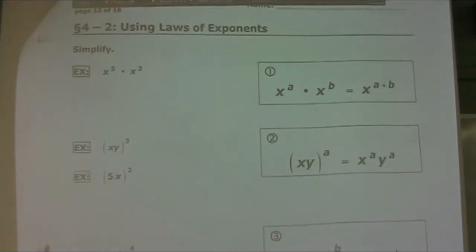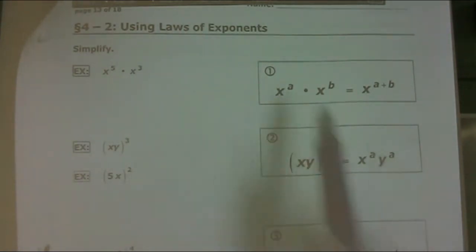The topic for the day is using the laws of exponents to multiply monomials. And in the boxes on the right-hand side of our page, on page 13 of our notes, are the basic laws of exponents. The examples on the left-hand side are examples where we're going to use the laws of exponents. So first of all, our first law of exponents is right here.